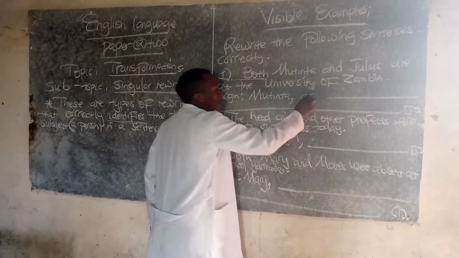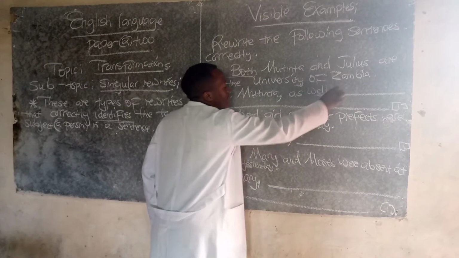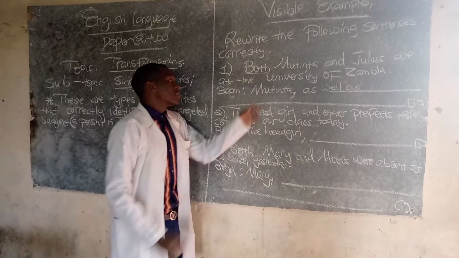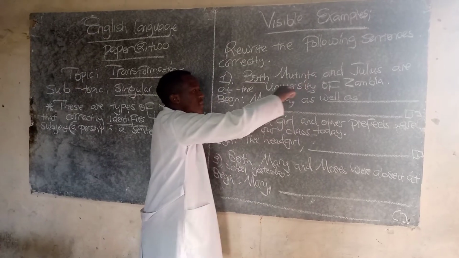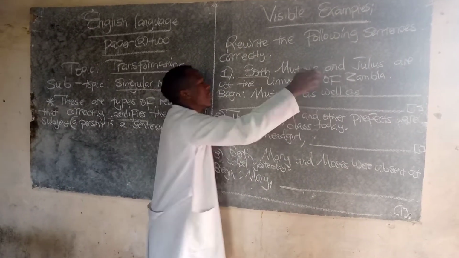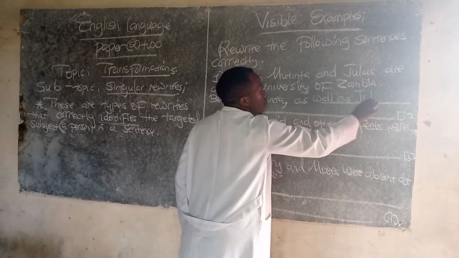So Mutinta as, we are going to continue with as well as. So Mutinta as well as, then we're going to collaborate Mutinta with the other name: Mutinta as well as Julius.